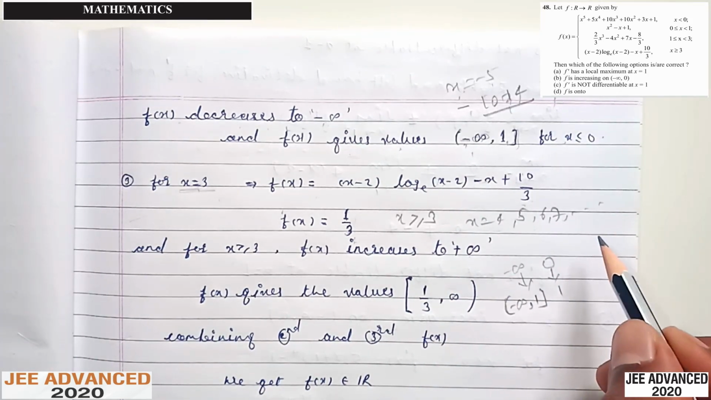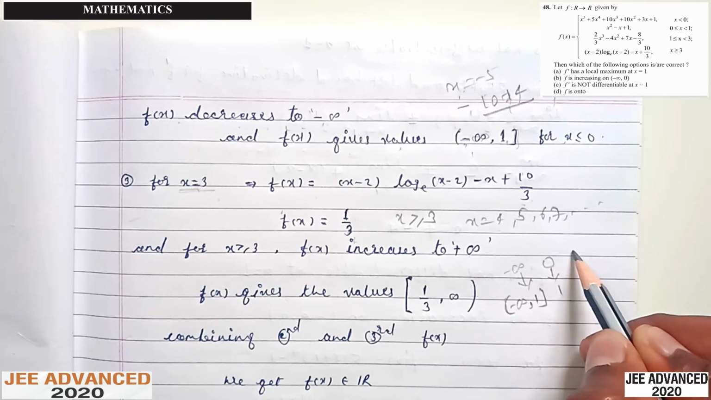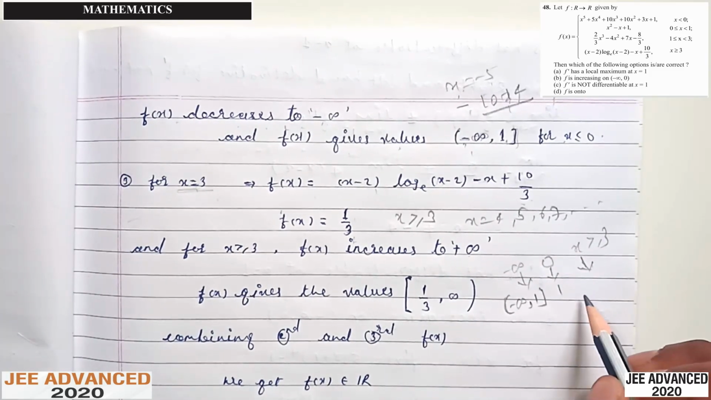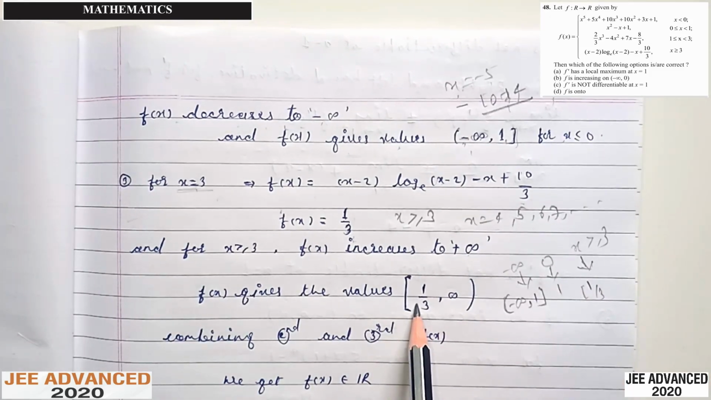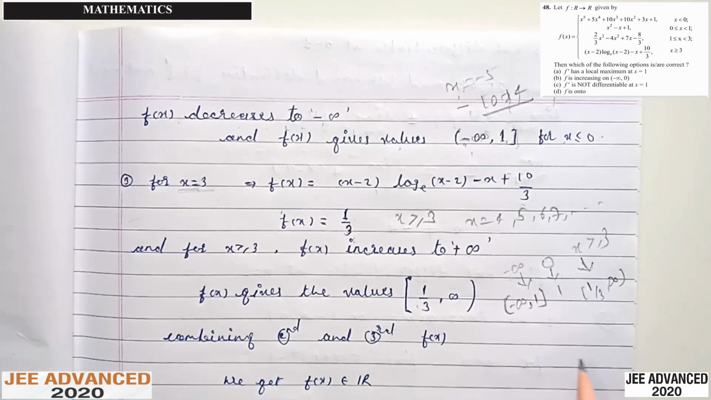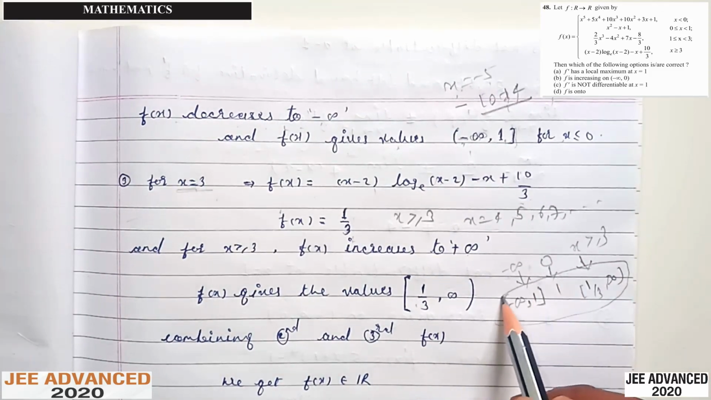And when I select x bigger than 3, then I got the interval for f of x as 1 by 3. So here is the interval. I hope you all have understood that interval. Now these three intervals I got using our function.